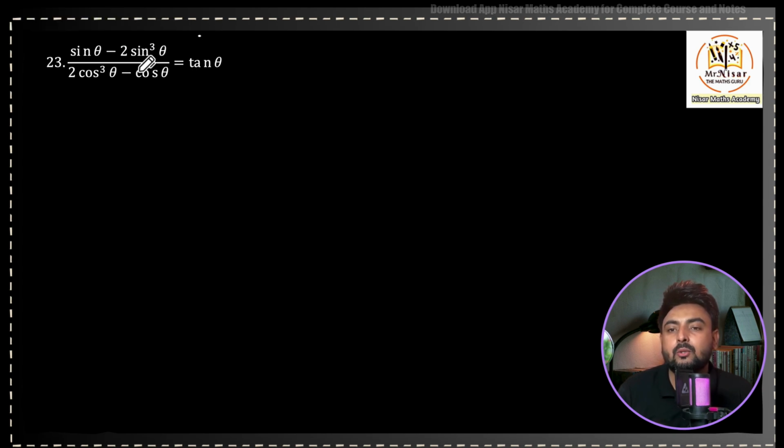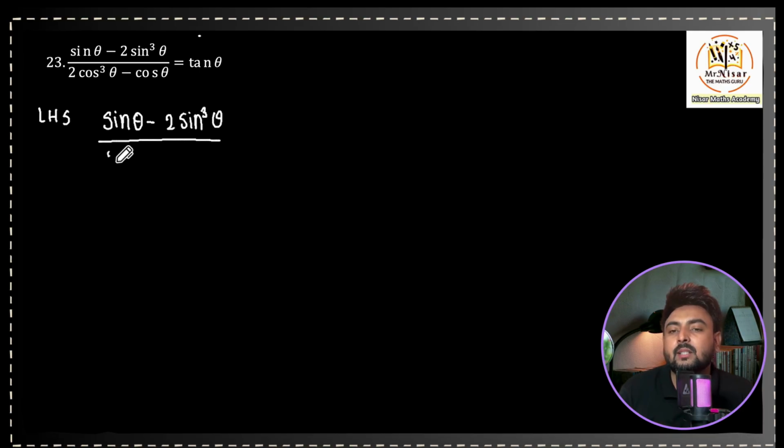sin theta minus 2 sin cube theta upon 2 cos cube theta minus cos theta is equal to tan theta. What I'll do, children, here, I'll write the left hand side, and if you concentrate carefully on the left hand side, see what you'll observe in the numerator, tell me. Very good. You will see that sin is present in both the terms, and what is present in the denominator? Cos is present in both the terms. So what we'll do, we'll take sin and cos common.